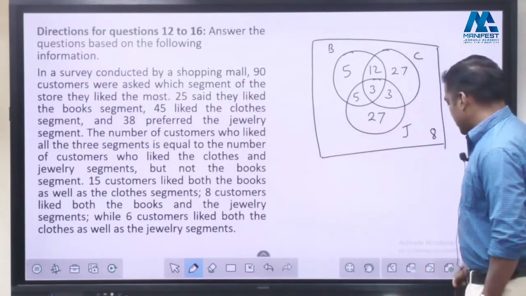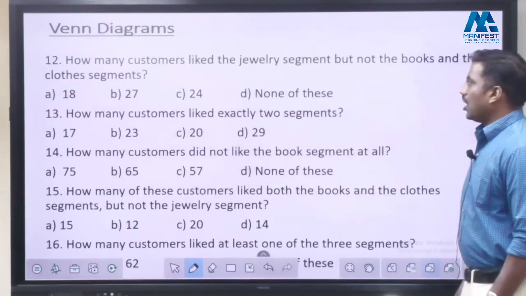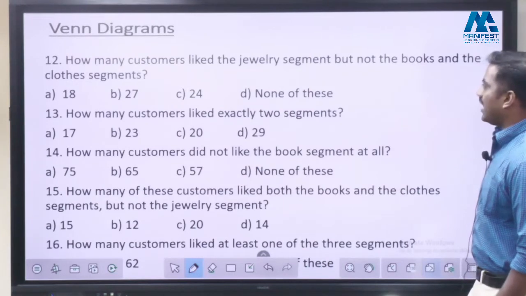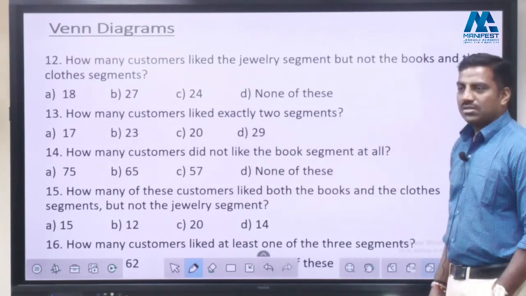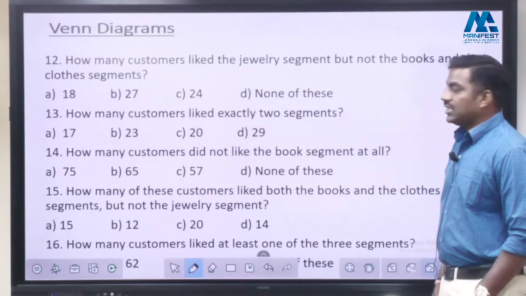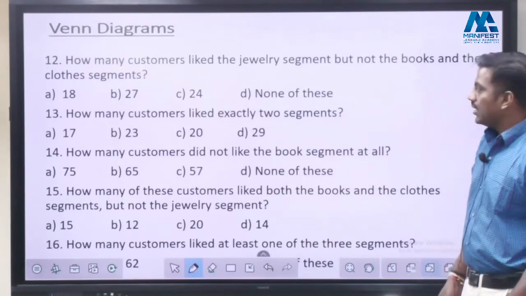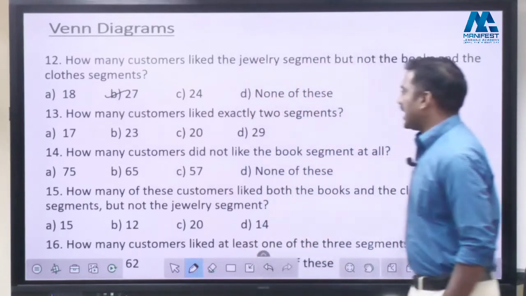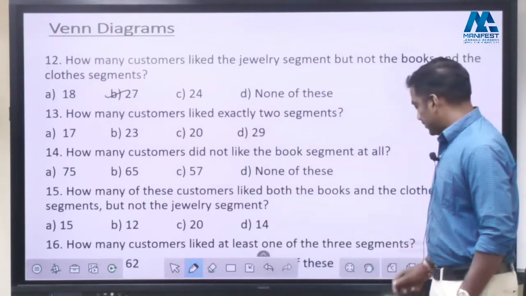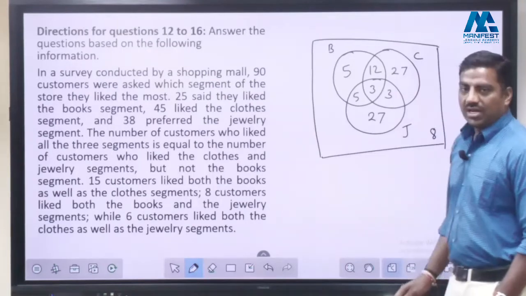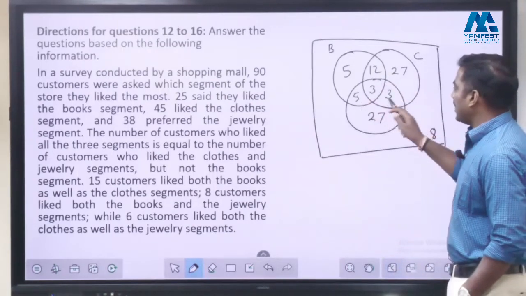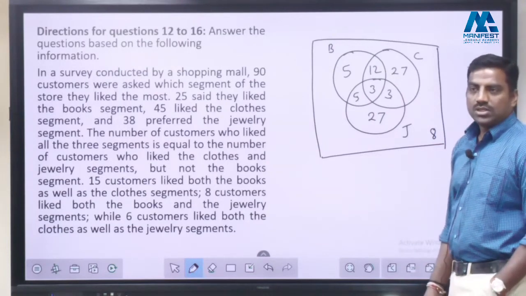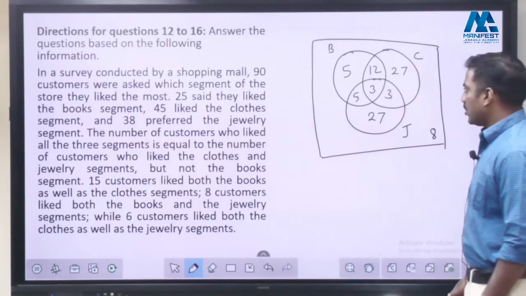Look at the questions. How many customers liked the jewelry segment but not the books and clothes segment? That means only jewelry, exclusive jewelry. How many? 27. How many customers liked exactly 2 segments? Not 3, not 1. Exactly 2. 12 plus 5 plus 3. That is 20. Yes or no? 12 plus 5 plus 3. That is 20.